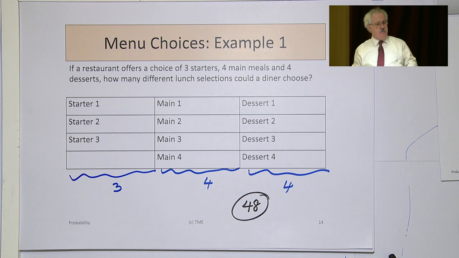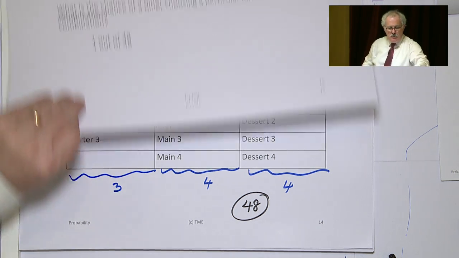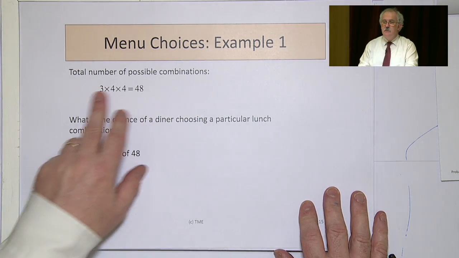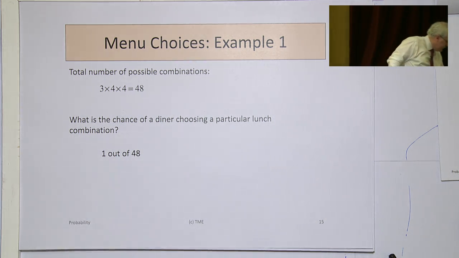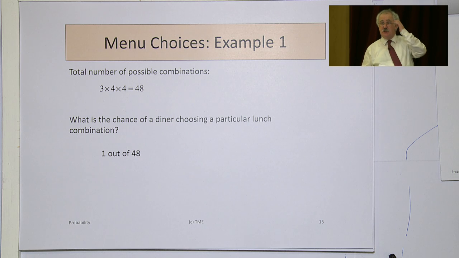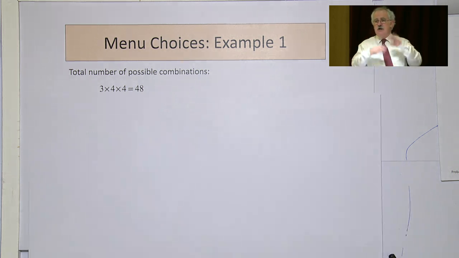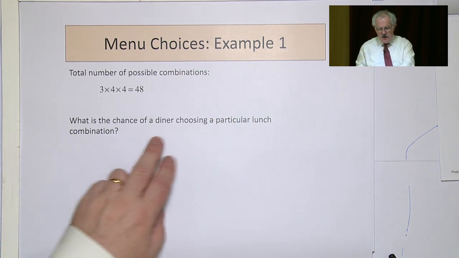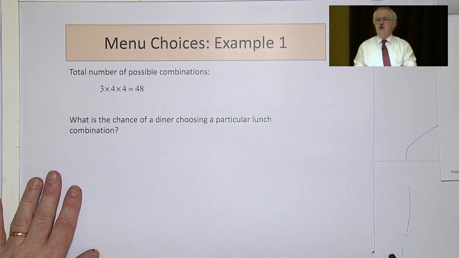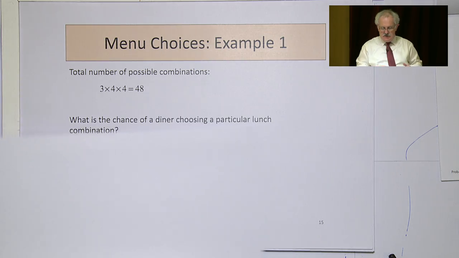Is that okay? So the total number of possible combinations then, and in a combination the order doesn't matter. I'm going to have a starter. Well, I suppose you should eat the starter before the main, but as long as I get them, what did you have? 3 by 48. What's the chance of a diner choosing a particular lunch combination? What's the chance that a diner will pick?